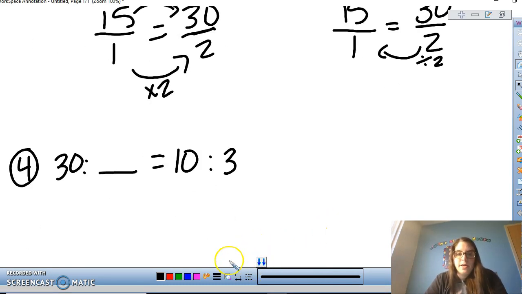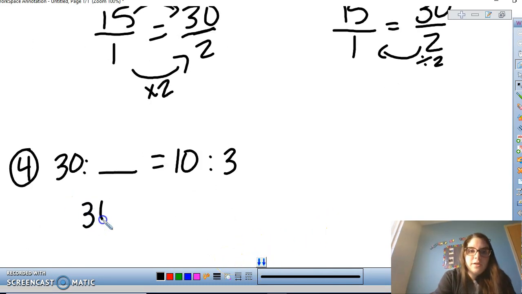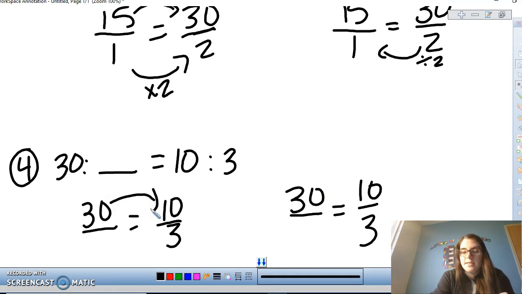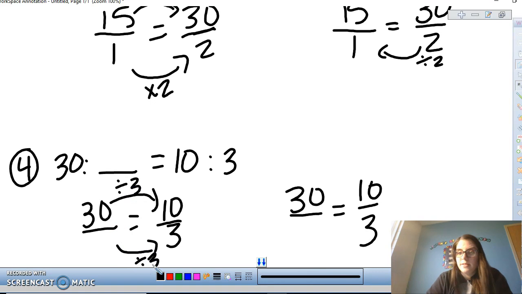Last one we're going to do together. So if we have 30 over blank equals 10 over 3. Again, there are 2 different ways you can do it, and I'll do it both ways. You can do whichever way you like better. So we either say, how do we get from 30 to 10? We have to divide by 3. So if we take whatever this is, divide it by 3, we know we need to get 3. Okay, well that one might be a little bit more difficult, so maybe you'd want to try the other way.